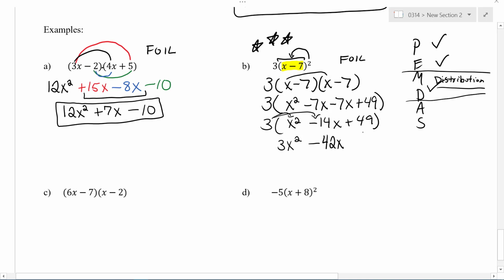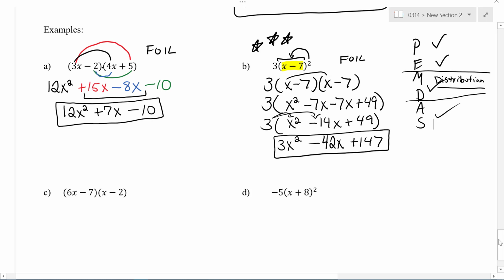And then what's 49 times 3? I get a positive 147. So please use a calculator for that. Pull out that calculator. We are encouraged to use calculators in this course. All right. So that's what I get after I follow all of my orders of operations.